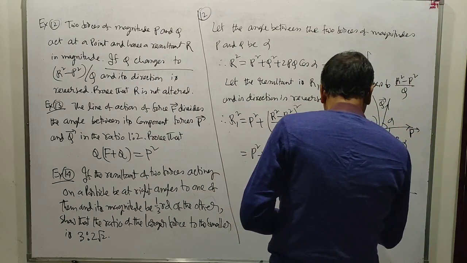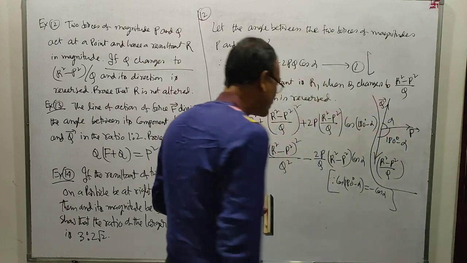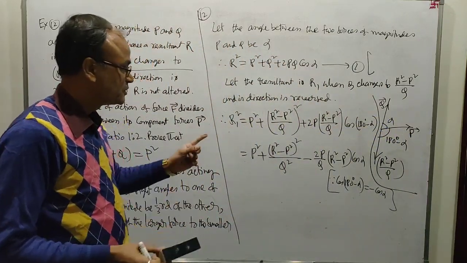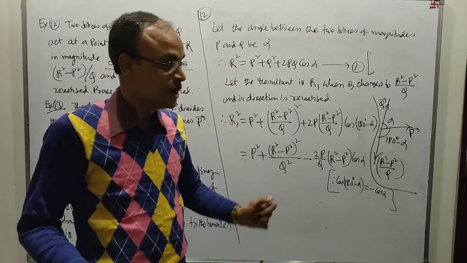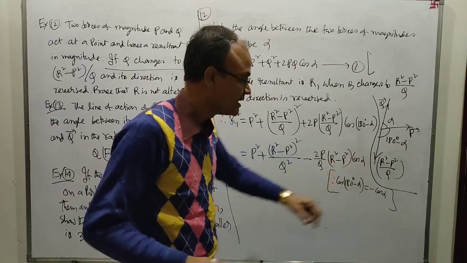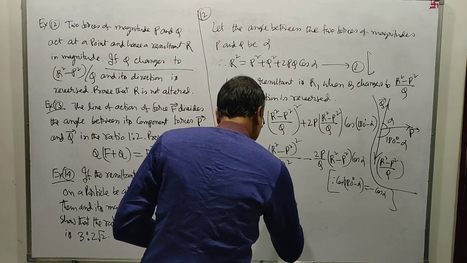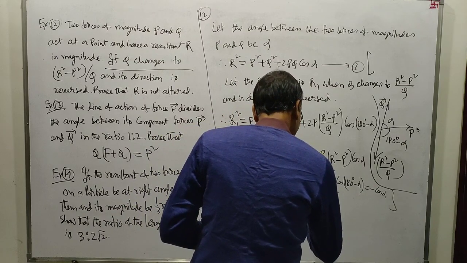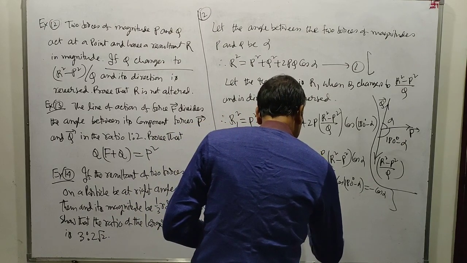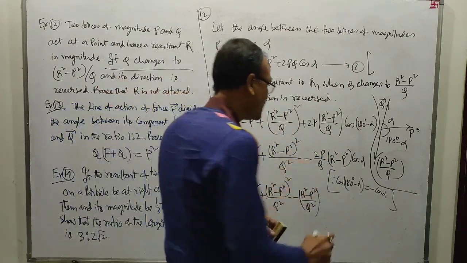Because cos(180 degrees minus alpha) is equal to minus cos alpha. Now, we have to find the magnitude of the new resultant. For that, we will have to eliminate cos alpha. Let me write (r square minus p square) whole square divided by q square, minus (r square minus p square) by q square, into twice pq cos alpha.